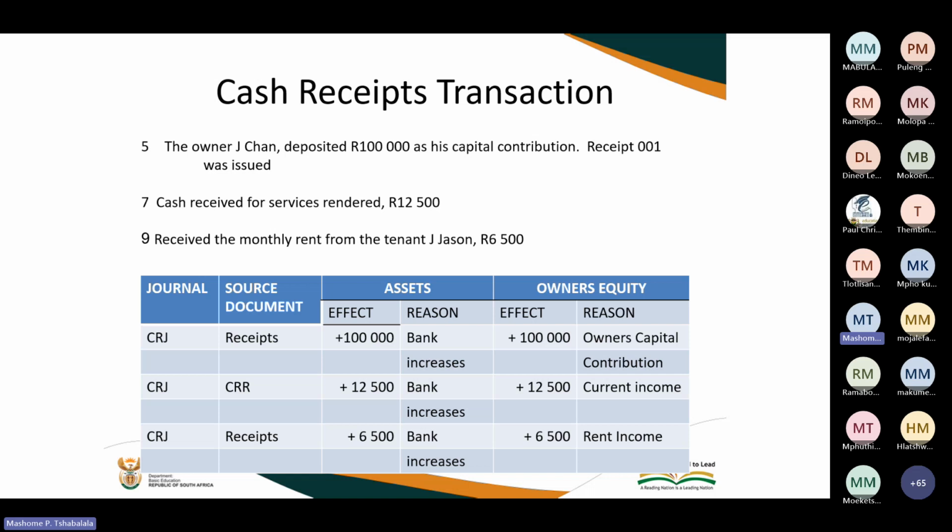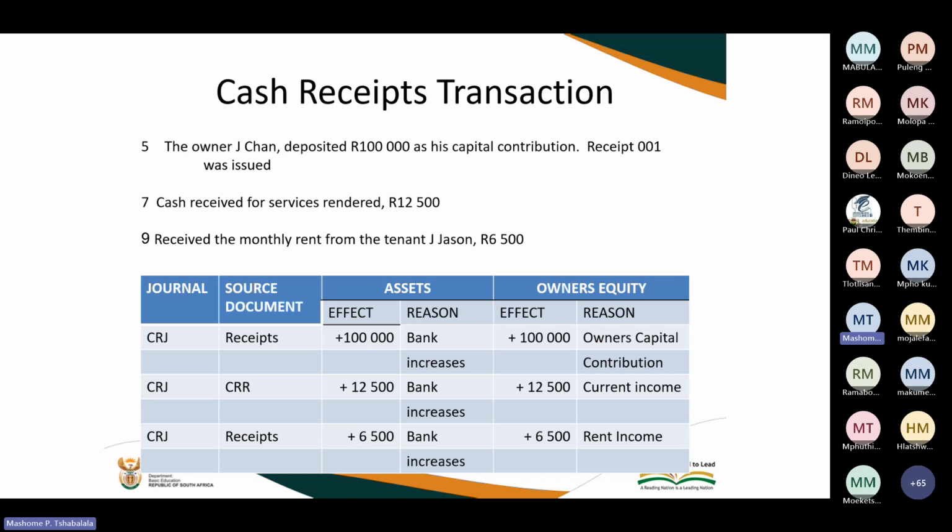Now the last one under the cash receipts transaction: received the monthly rent from a tenant, Jason. Let us identify the two accounts that are affected. The first one will be bank, because you are receiving money. The second one will be the rent. Remember, this rent shows that the business has received money from the tenant. It will be the rent income.